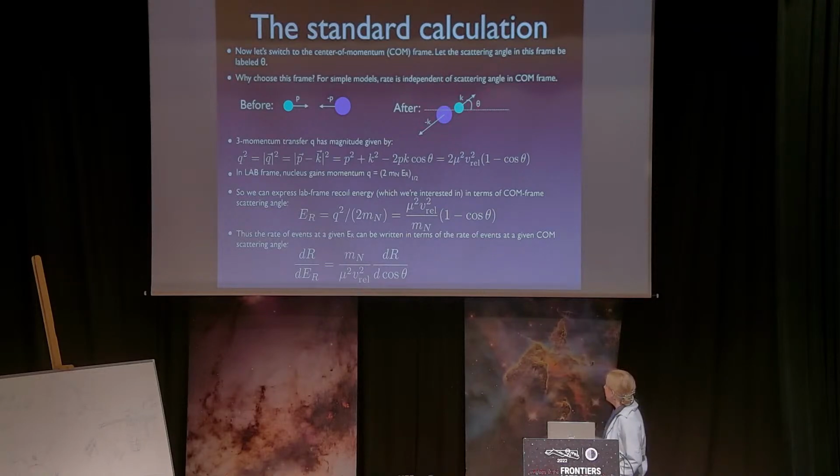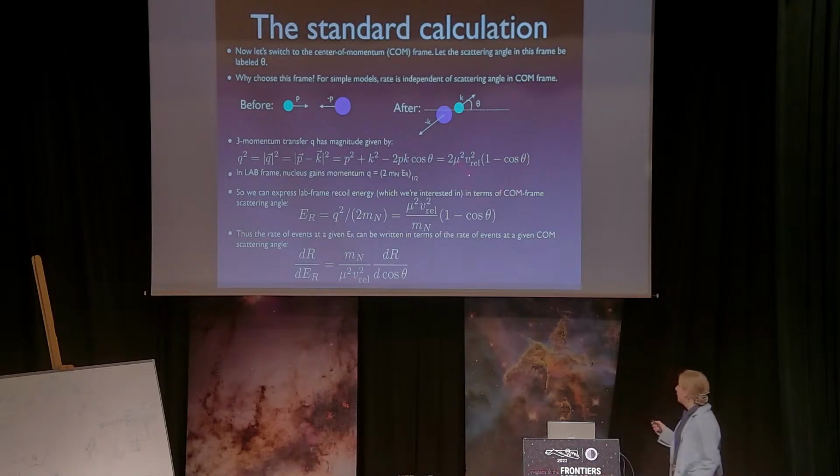In this case, we have the scattering angle theta for the nucleus. This is the thing that we can actually observe. We can write down the three-momentum transfer Q. As previously, this is going to tell us about the reduced mass of the system, the relative velocity of the particles, and the scattering angle.